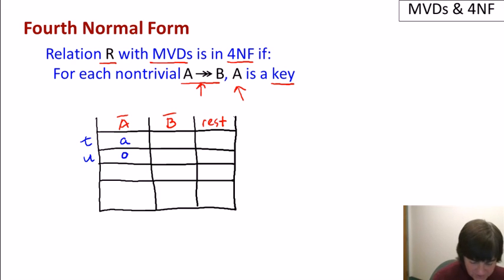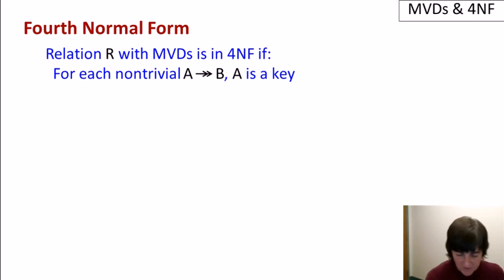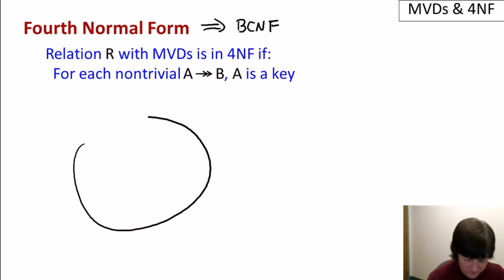So we have A, B, and rest as usual. And let's suppose that we have a non-trivial multivalued dependency. So that's telling us that if we have two tuples, T and U, and we'll put in some values for B and the rest, then we're going to have the combination of those as well. So that's kind of the proliferation of tuples we get when we squish independent facts in the same relation. But if the left side is a key, so if the A attributes are a key here, then we won't have those two tuples, and we'll never have to worry about the proliferation.